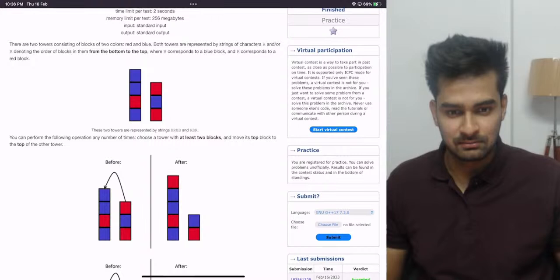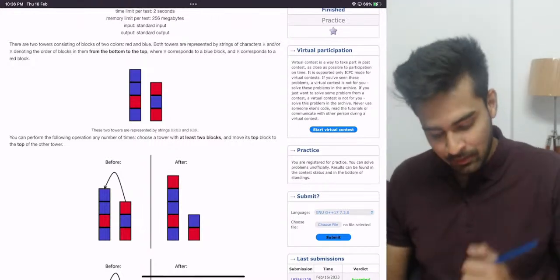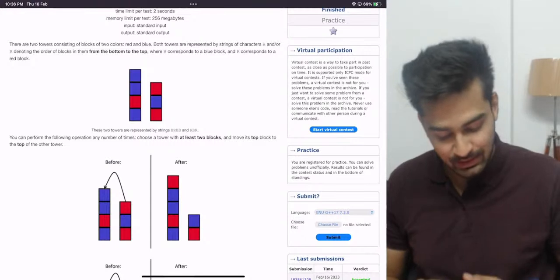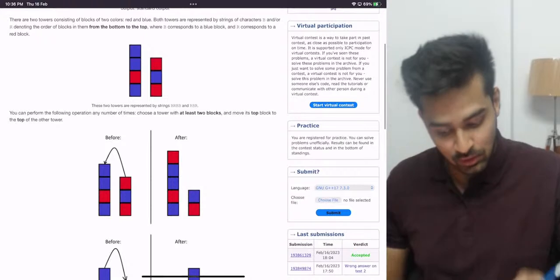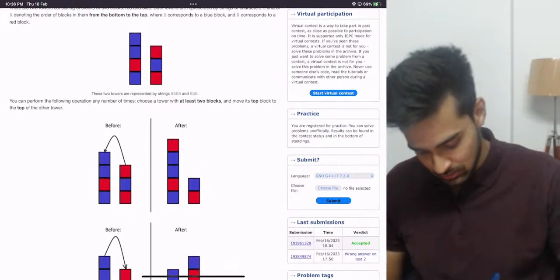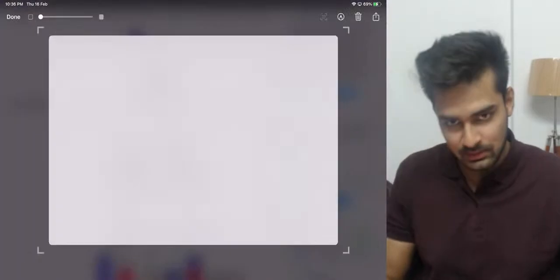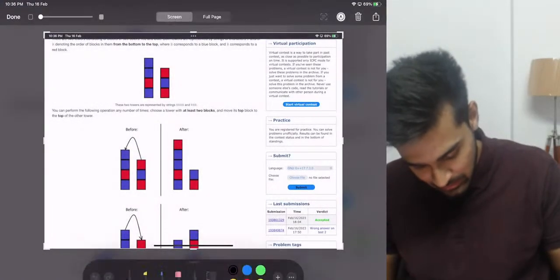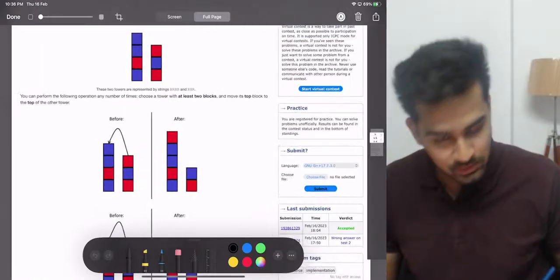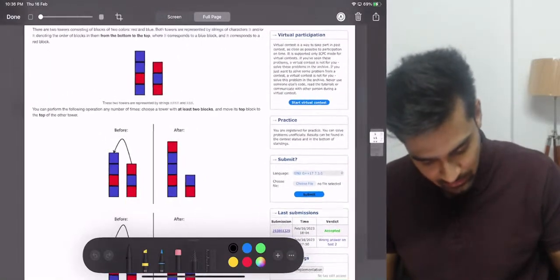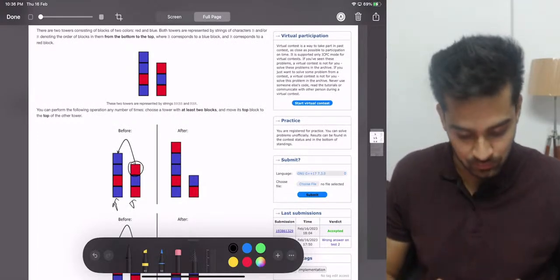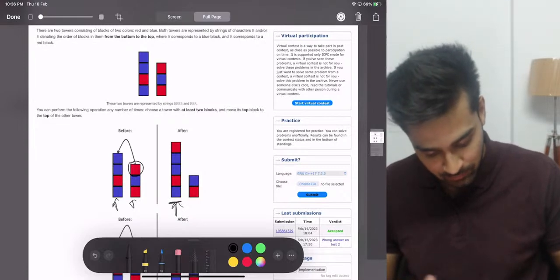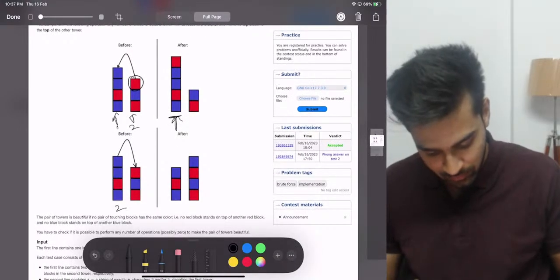Okay, so now the problem says that you can perform the following operation any number of times. Choose a tower with at least two blocks and move its top block to the top of the other tower. If you see, what they are doing here is they have taken the topmost block and shifted it here, so that their new tower becomes this. That is the operation that you are allowed to do. You can do it from tower 1 to 2 or from tower 2 to 1.